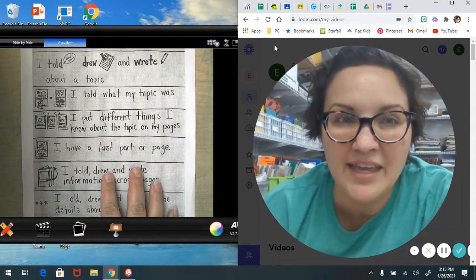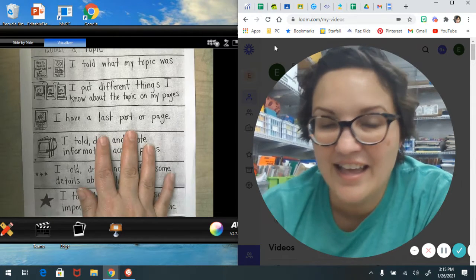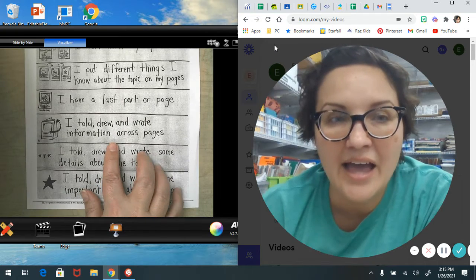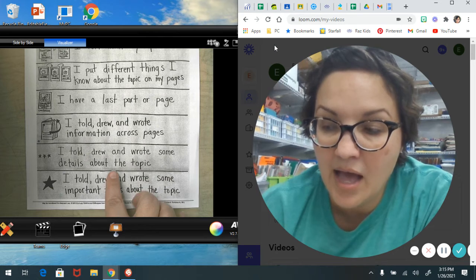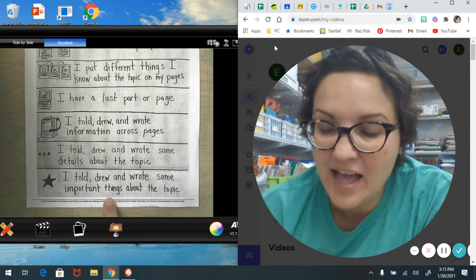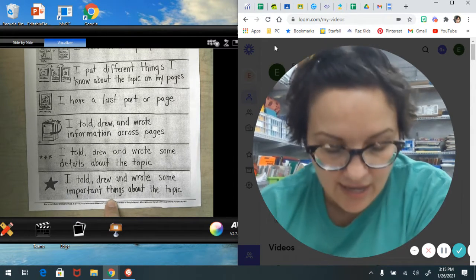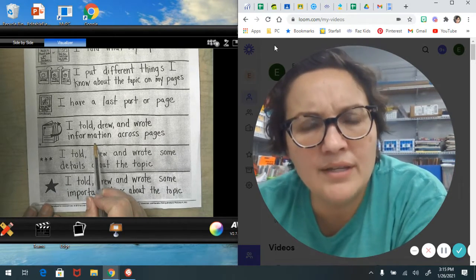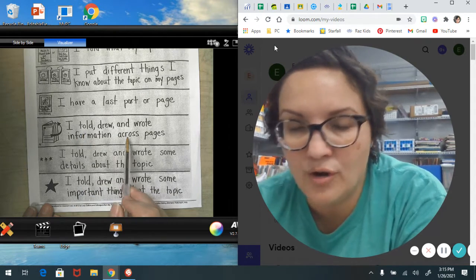I put different things I know about the topic on my pages. I have a last part or page. I told, drew, and wrote information across pages. I told, drew, and wrote some details about the topic. I told, drew, and wrote some important things about the topic. And I wanted to point out this one. I want to focus on this one when I read my story. And it says, I told, drew, and wrote information across the pages.